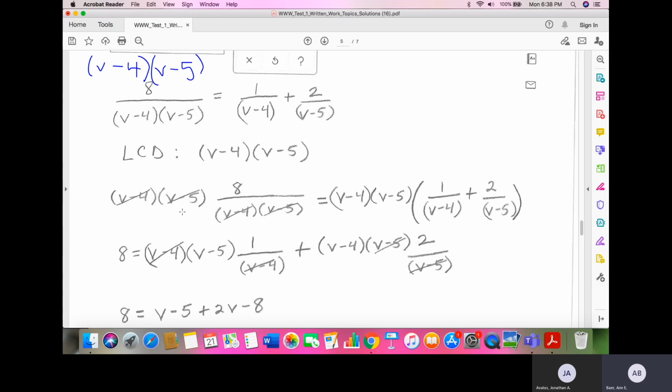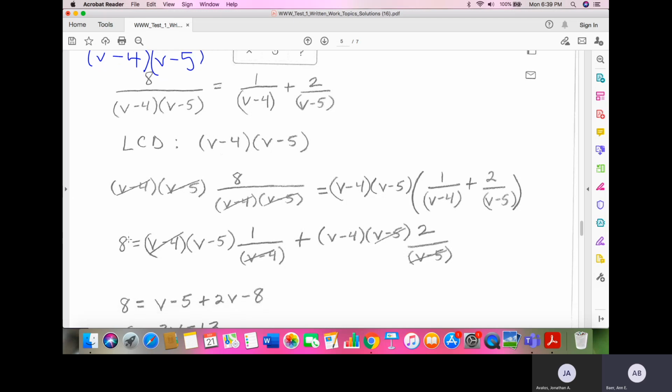So v minus 4 times v minus 5 times 8 over v minus 4 times v minus 5 equals what we do to one side, we've got to do to the other. And what's on this side? All of this, so I just copied all of that down here. This side only has one term on it. In other words, this entire side can be viewed as a single term. We can cancel the v minus 4s. We can cancel the v minus 5s. And we're just left with a lonely 8 on this side.